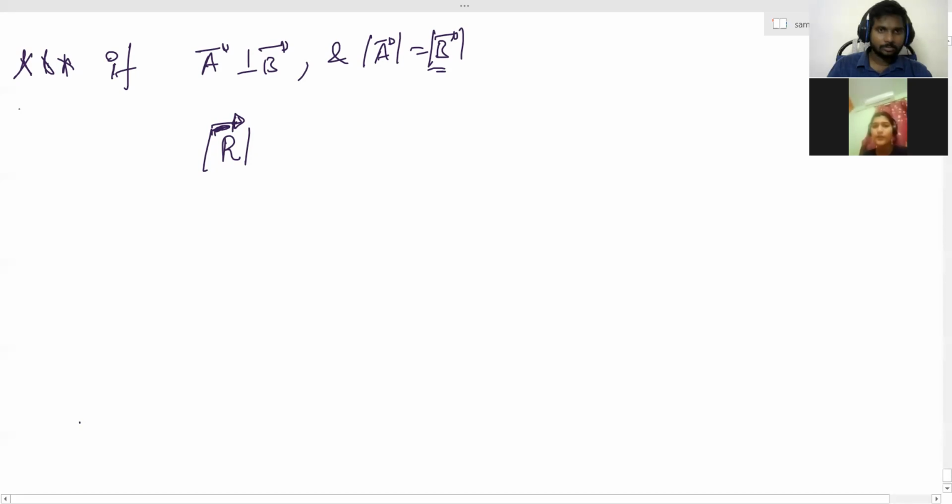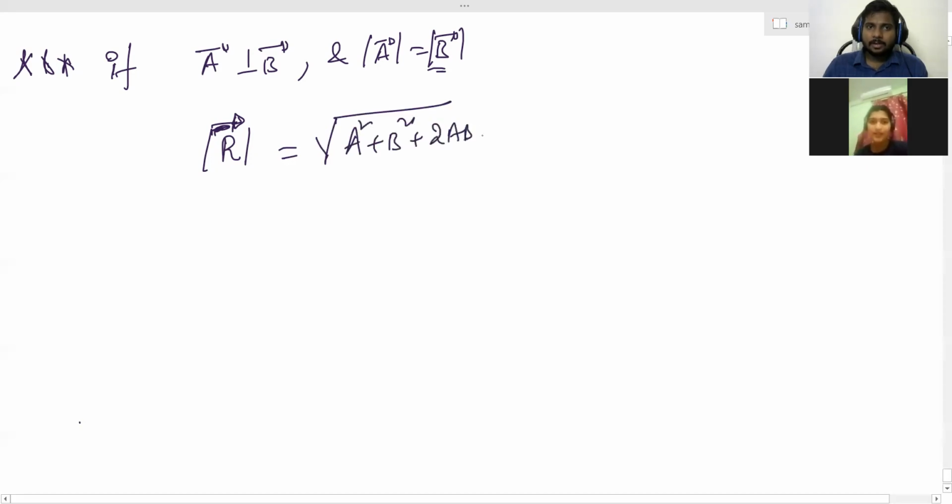Root of A plus B. You're making me teach all the mathematics part. One thing, the resultant magnitude is what? Root over A square plus B square plus 2AB cos theta. But cos 90 is what? Cos theta is 90, so this will become 0. So it is root of A square plus B square.